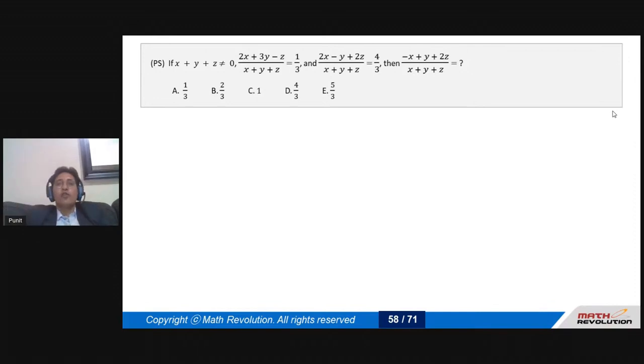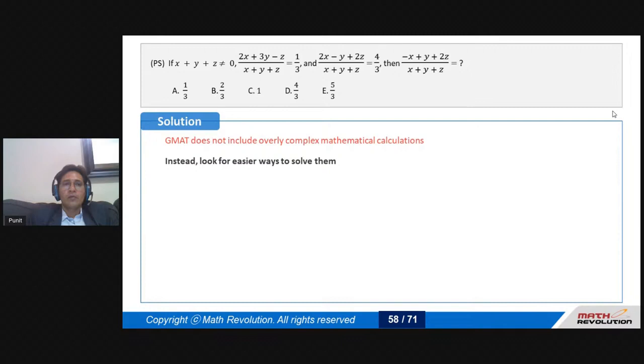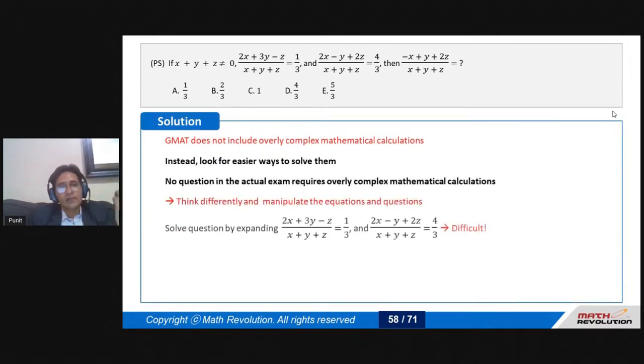Then again I have a 4 over 3 thing, and then I have to find something here. Solving this is not difficult. But what if we've got 30 seconds? Then expanding this would be difficult in that amount of time.